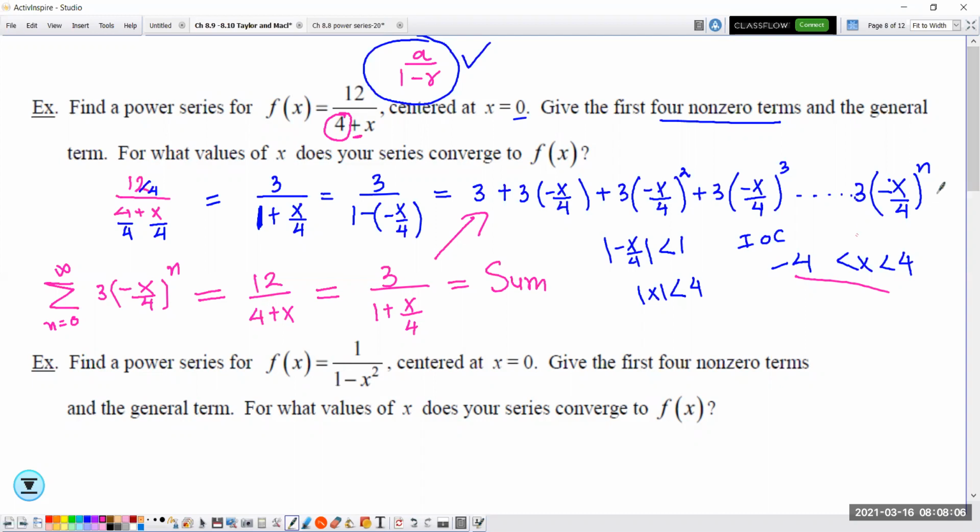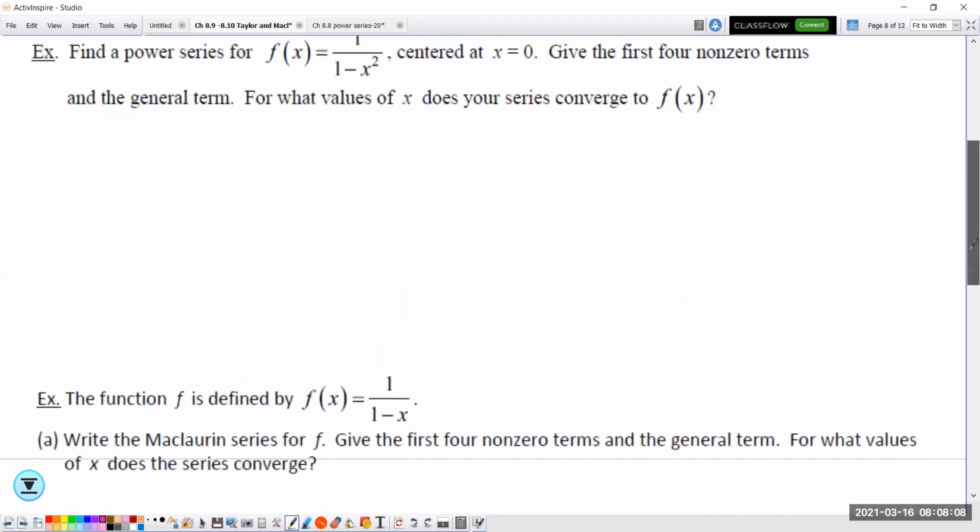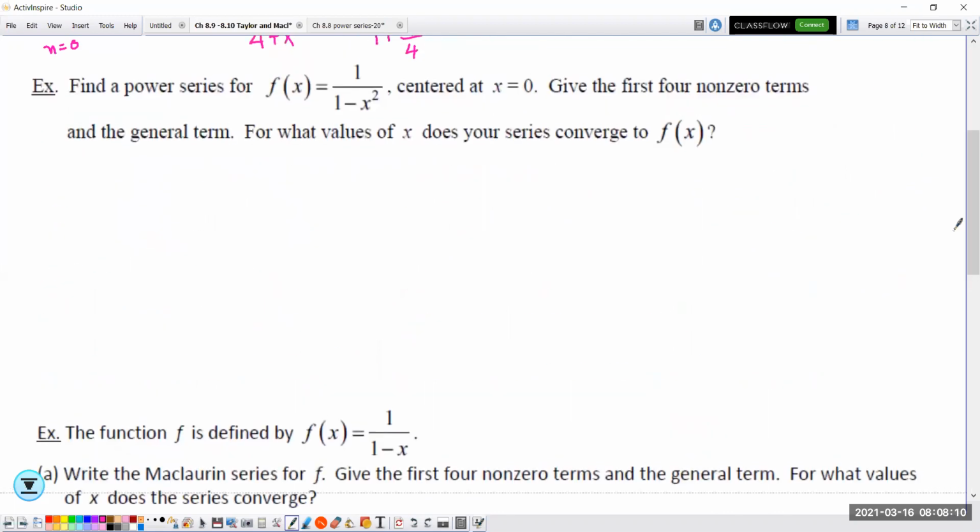Okay, well, let's take a look at the next one: find the power series for 1 over 1 minus x squared. I want to show you two different ways to do this. 1 over 1 minus x squared, I'm making this a common review also. Can I factor it? 1 plus x, 1 minus x.